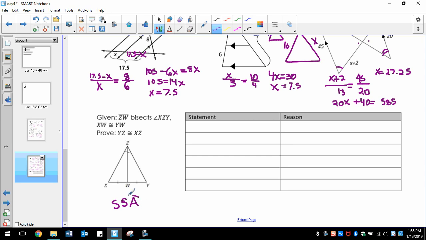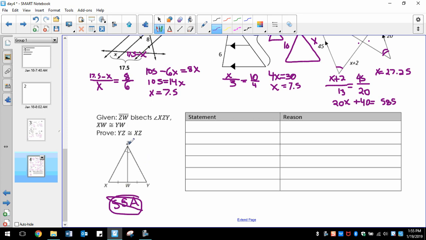This rule doesn't work for us. Remember, that was an invalid rule. So there's actually no way that we can prove the triangles congruent to use that shortcut. If we had more information, like these were perpendicular, that would definitely be a great shortcut to saying that this triangle is congruent to that triangle, so I can use CPCTC. But we don't have that. So you have to try a different method.